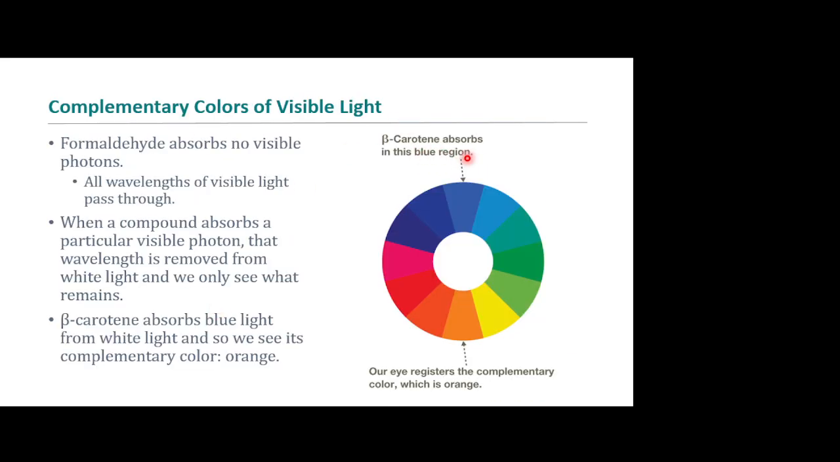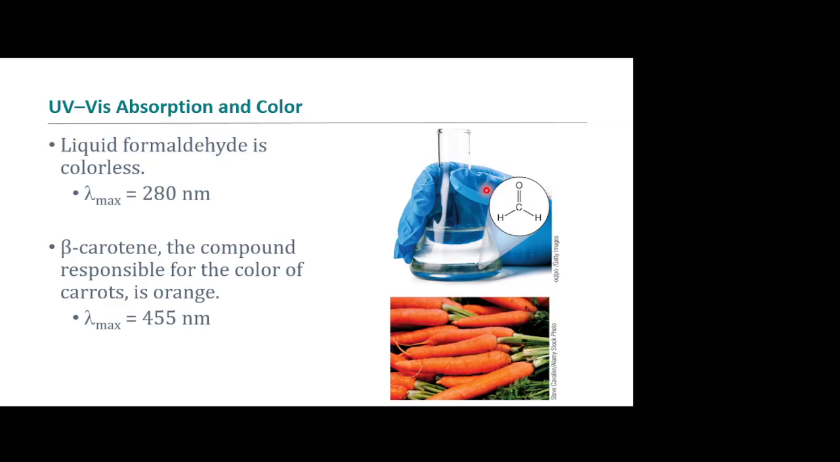This is actually where your beta carotene absorbs. And so it absorbs blue. The opposite color of that is orange. And so what we see is absence of blue, and then the rest of the spectrum from the sun, and that's orange to our eyes. Okay? Is that making sense so far? Okay. Fantastic. And again, formaldehyde absorbs no visible photons, and so all our wavelengths from the sun pass back through, and we see the same as everything else, right? And it looks clear to us. Okay? Doesn't affect the light coming through in any way that we see.